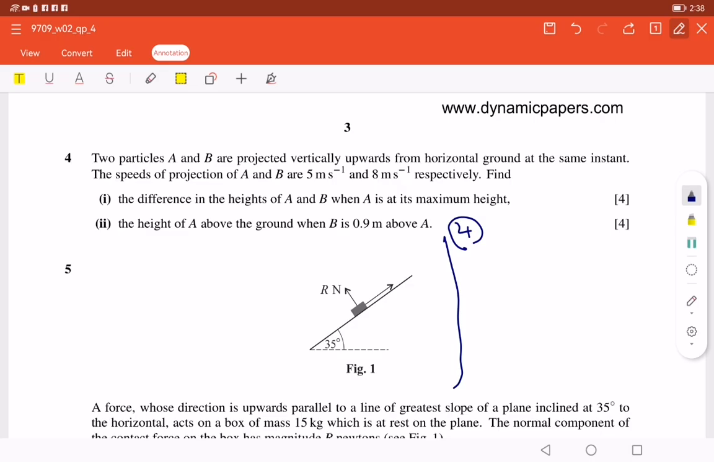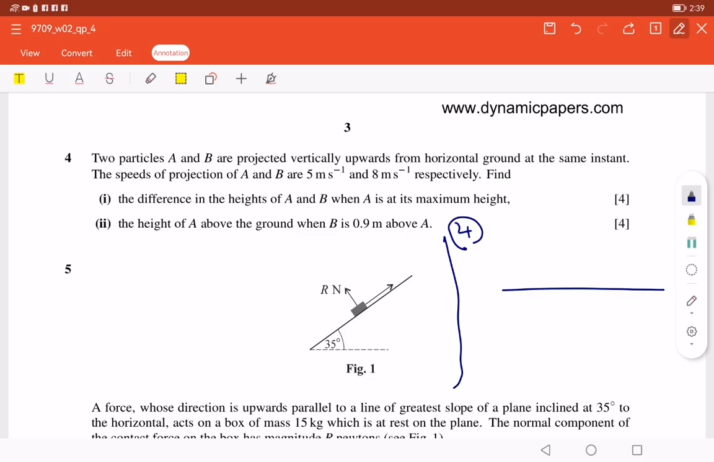Two particles A and B are projected vertically upward from a horizontal ground at the same instant. The speeds of projection of A and B are 5 meters per second and 8 meters per second, respectively. For the first item, I, we need to find the difference in the heights of A and B when A is at maximum height. In the same way, we draw a simple model for this example.